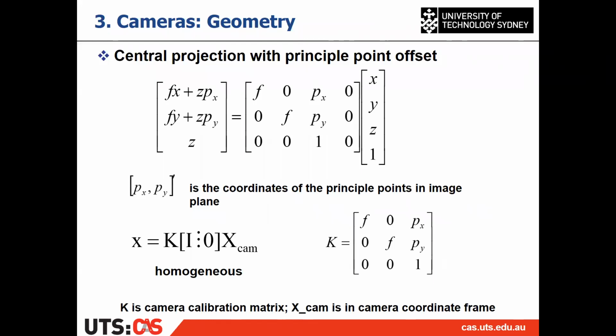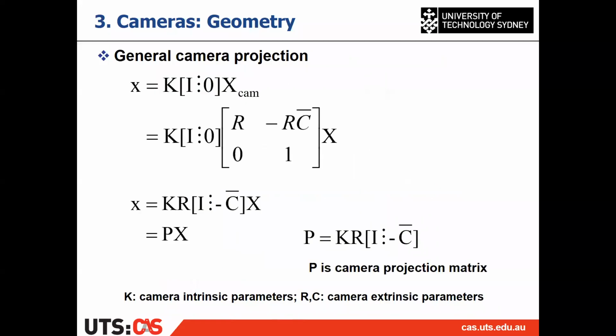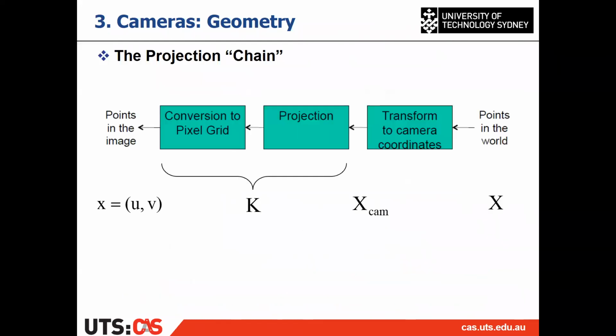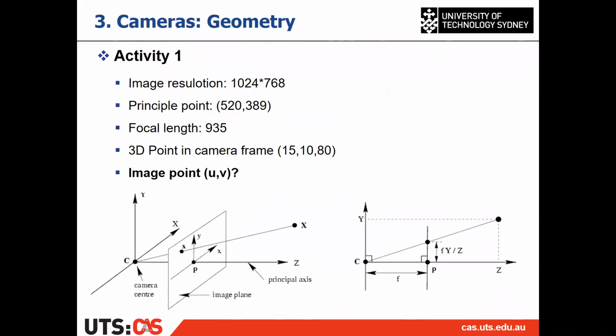So if you find that the 3D point is in the camera coordinate frame instead of in the world coordinate frame, then use the equations of the central projection with the principal offset, right? If you find the 3D point you want to project is in the world coordinate frame, which is different from the camera coordinate frame, then this is the equation you are going to use. That is the general case. All right? All good? If all good, let's do our activity one.